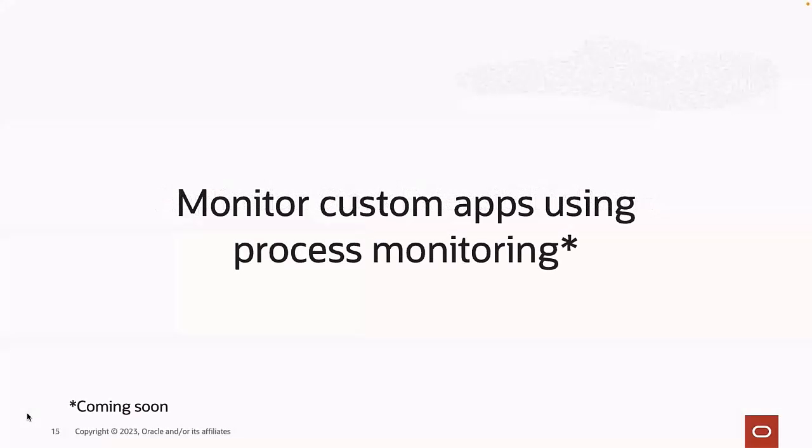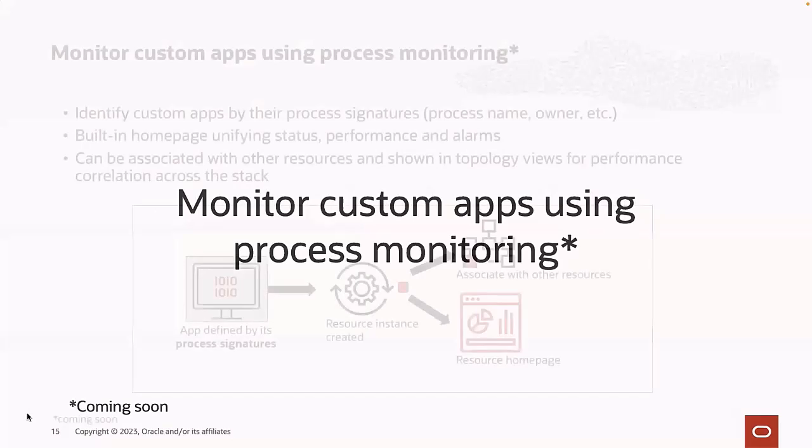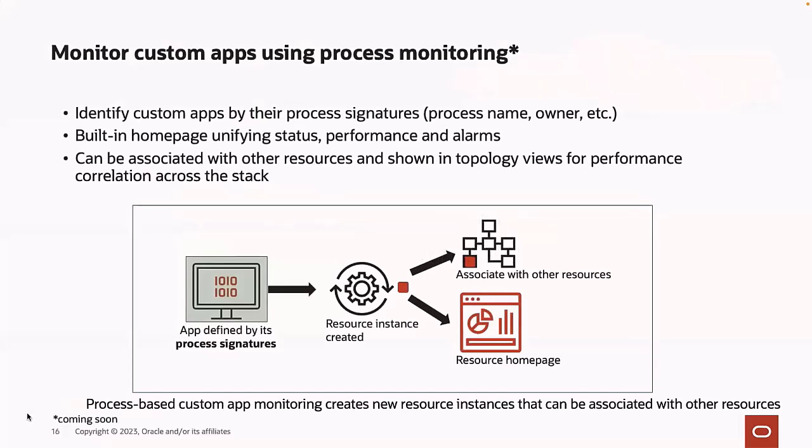So, monitoring custom apps using process monitoring. Another way to monitor custom apps is through our process monitoring features. You can create a custom application by identifying the processes that make up the application. And once you identify the processes of the application, Stack Monitoring creates a new resource instance for this app, and it starts monitoring its status and resource utilization.